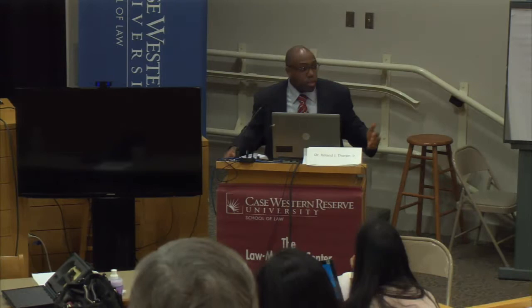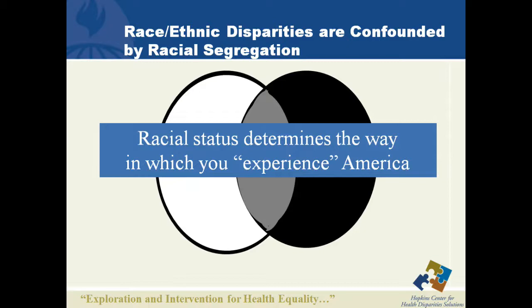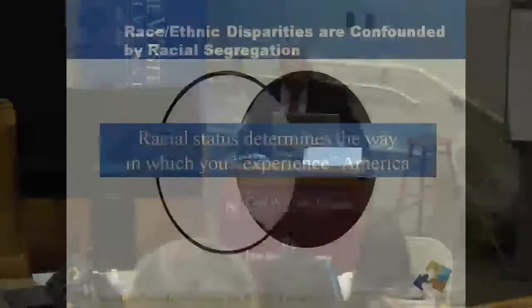One reason I argue it may be incorrect is that they fail to account for the health risk exposures and the resource deprivation that segregation creates. One major problem with looking at these data and understanding health disparities research is that when we think about segregation and health disparities, race and ethnic disparities are confounded with segregation. So your race status really determines the way in which you experience America.